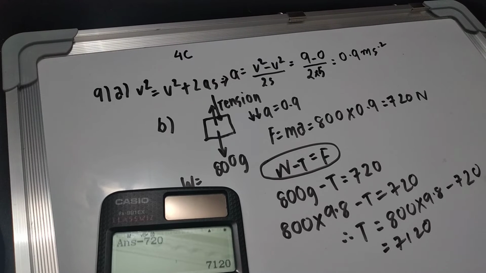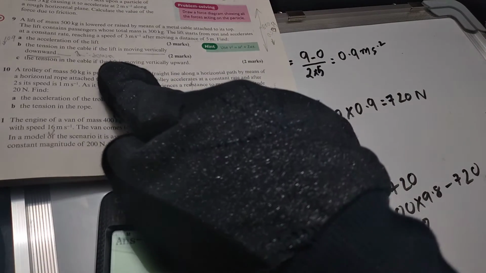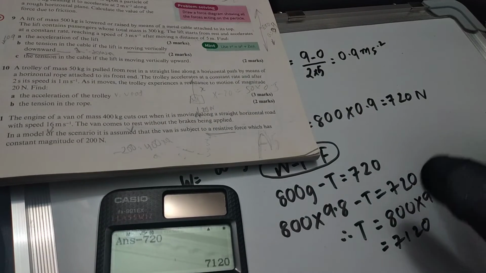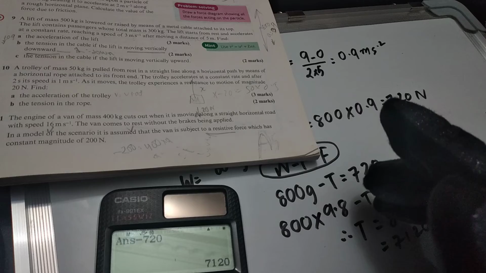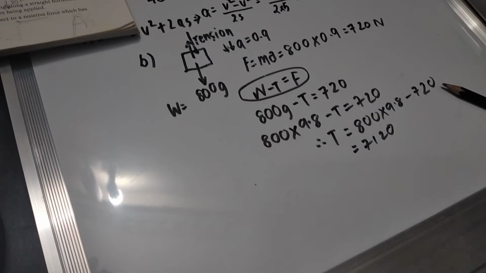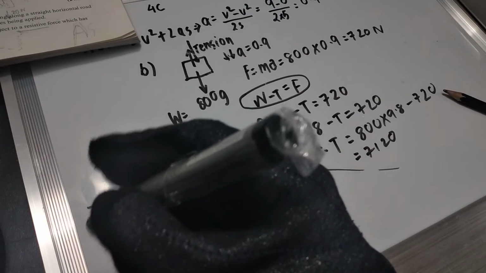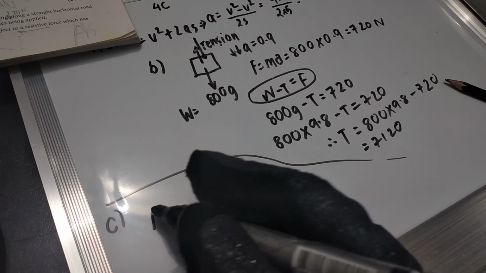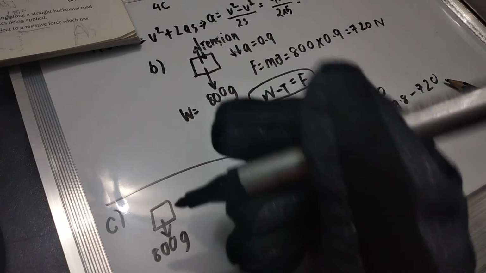So let's move towards part C, which asks the tension of the cable if the lift is moving vertically upwards. Now they asked for the tension again, but this time the scenario is a bit different. The lift is not moving downwards anymore, it's moving upwards, so it's accelerating upwards. I will do it here so that we have the whole maths. For part C, we should draw the diagram again. Weight is always acting downwards, as we know.